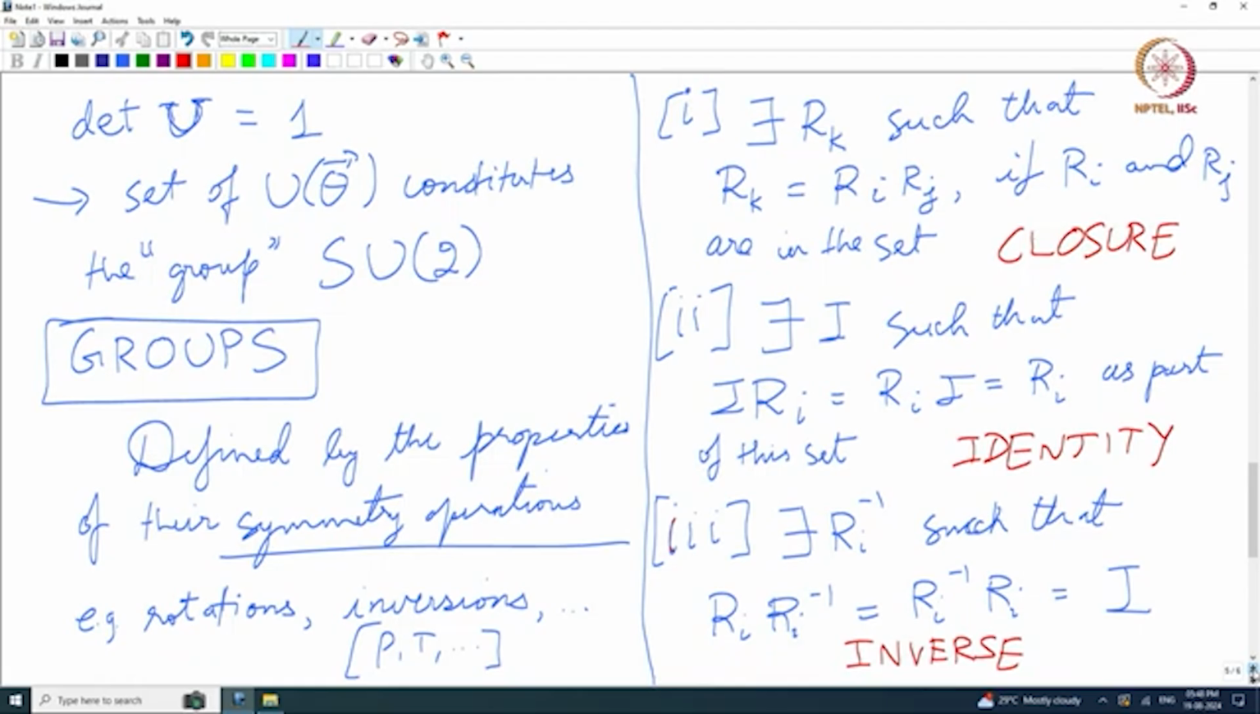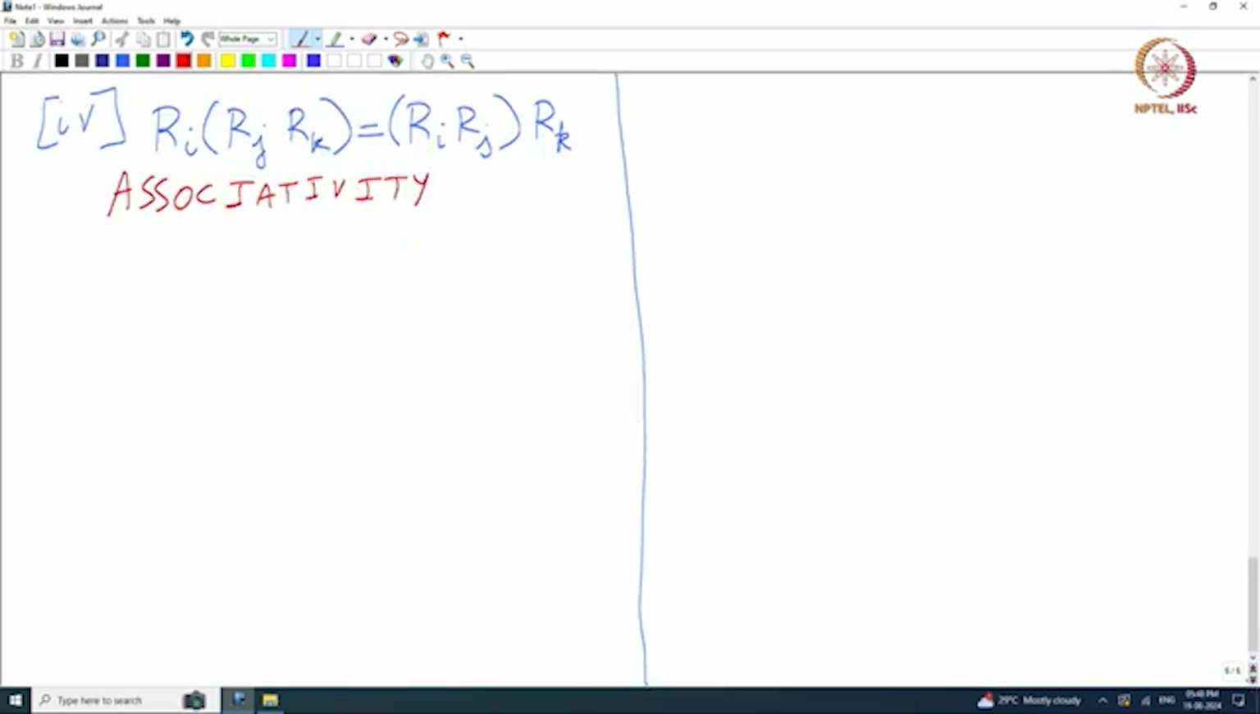As long as you have a set, which could be made of an infinite number of elements or a finite number of elements, it does not matter. As long as you have closure, identity, inverse and associativity, if these 4 are satisfied, you have a group. That is the basic and only definition of a group as such.